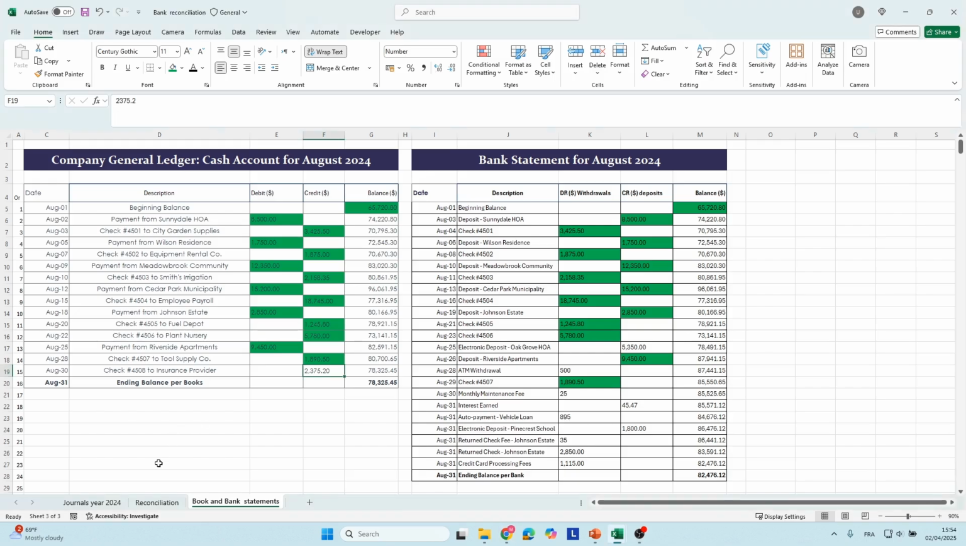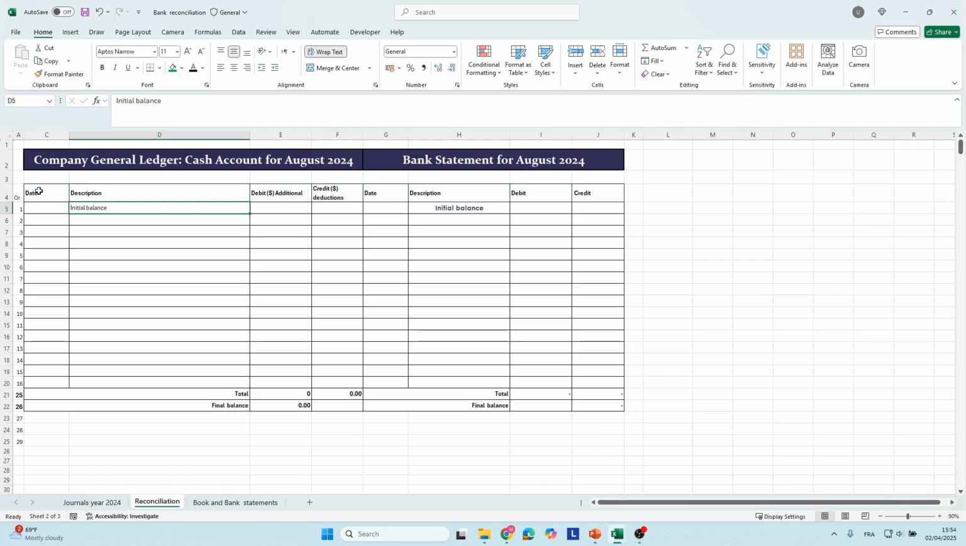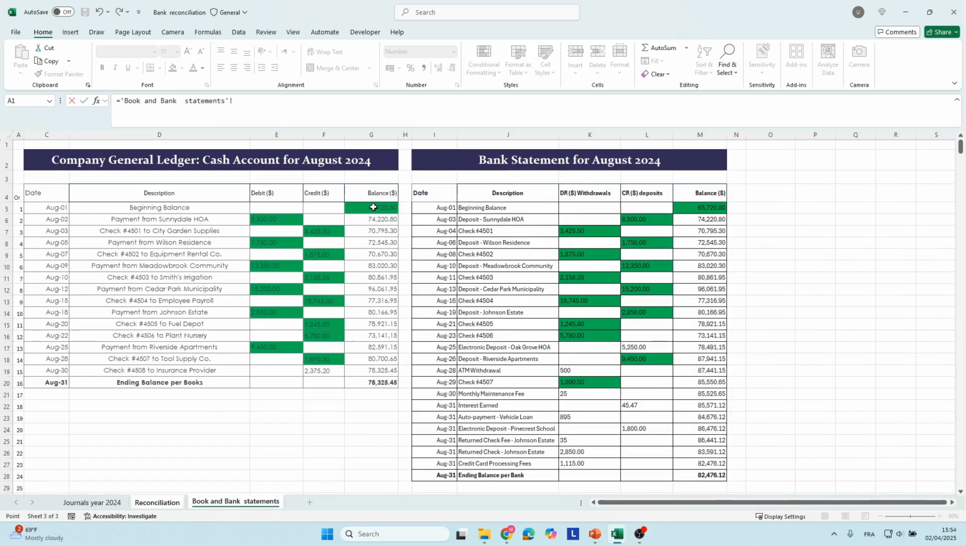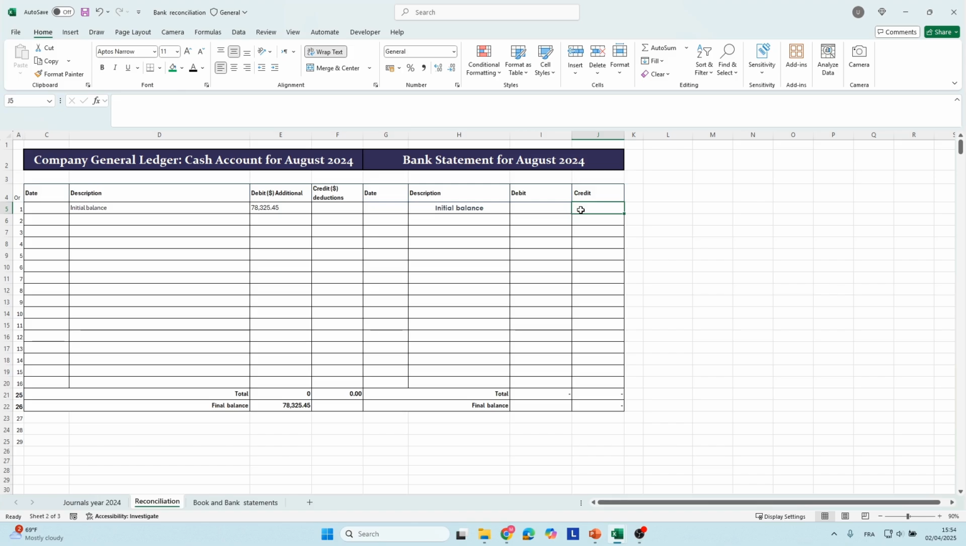To do so, we need to go to the reconciliation sheet. This is the initial balance. This is for the journal ledger bank account. So here we put the amount that is available in the general ledger account, the amount that's available initially, the ending balance in our general ledger. Then we go to the other side for the bank reconciliation. We put the initial amount. We put it in credits because we said that this is a bank.